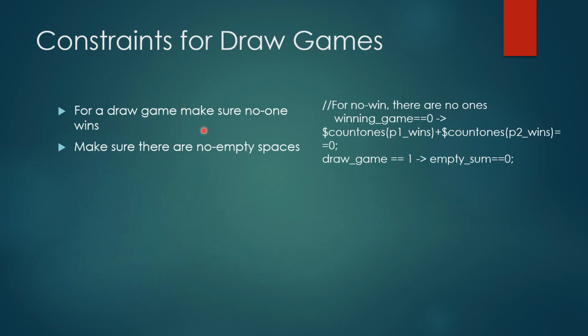The constraints for a draw game and an incomplete game are, at one level, the same. If the winning game is 0, then it could be a draw game or an incomplete game, and in that case, the count ones of P1 wins and P2 wins is equal to 0, basically saying that there are no wins. Then the additional constraint for the draw game is that the empty sum, the sum of the empty marks on the board, is 0. In the solution, you'll see how we define empty sum and so on.